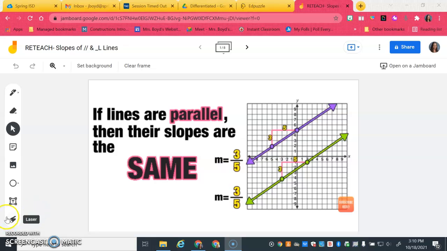Alright, welcome to the reteaching of the slopes of parallel and perpendicular lines. If lines are parallel, like our purple and green lines here, then their slopes are the same. They are rising and running at the same rate. Rise, run. They're going up 3 to the right 5, up 3 to the right 5. Okay, they're exactly the same. Parallel lines never intersect, so they don't touch.